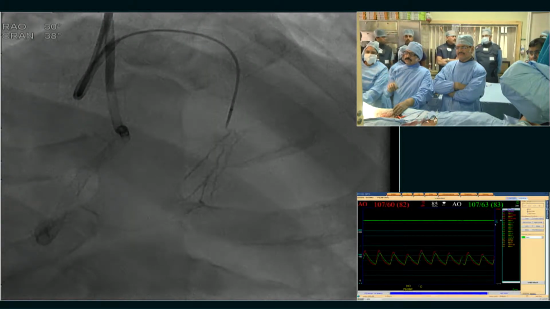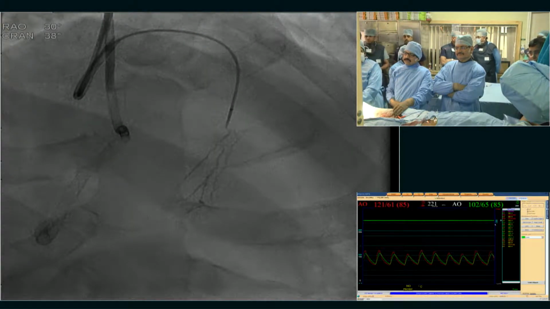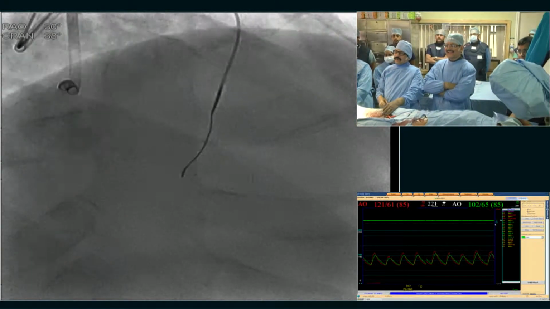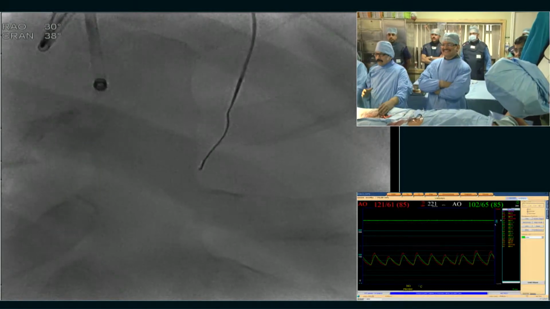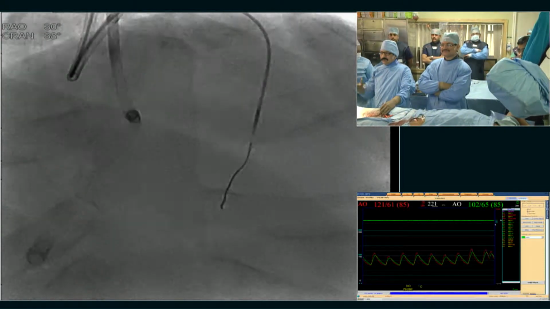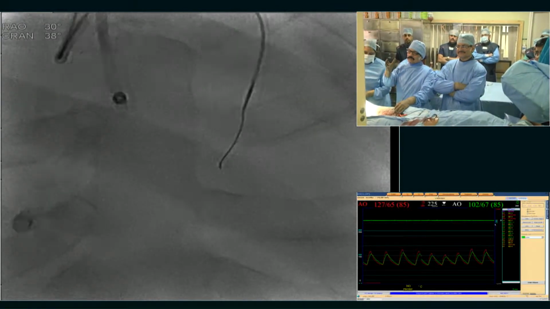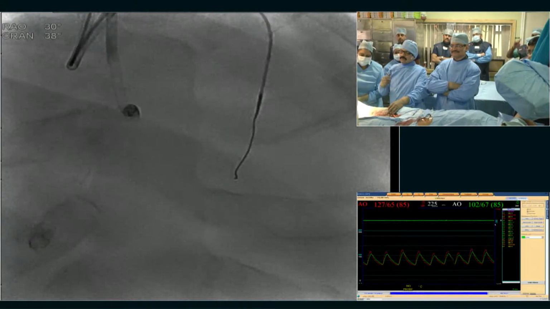So we preferred a CO wire here because there is a lot of tortuosity. Everyone will go antegrade first, okay? Antegrade, because in this case, retrospectively, I will tell you what happened. This is a tortuous collateral we could cross easily with a CO.